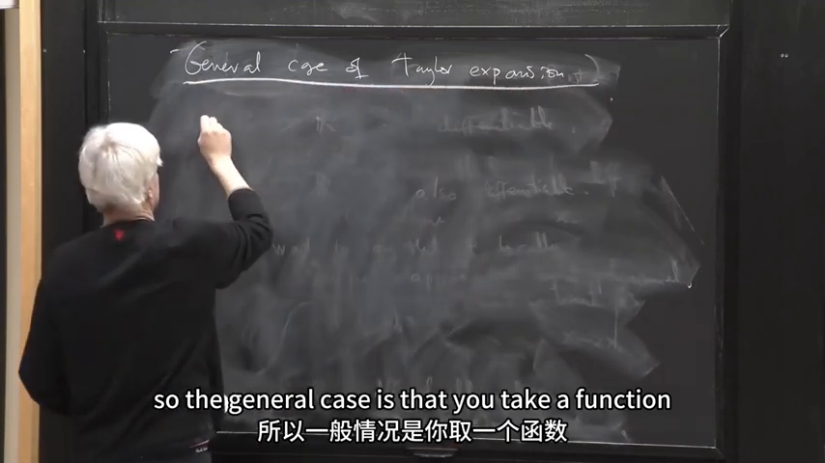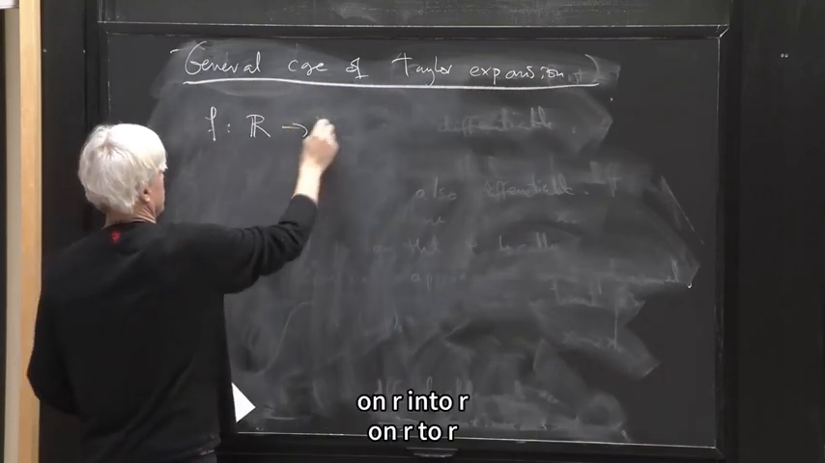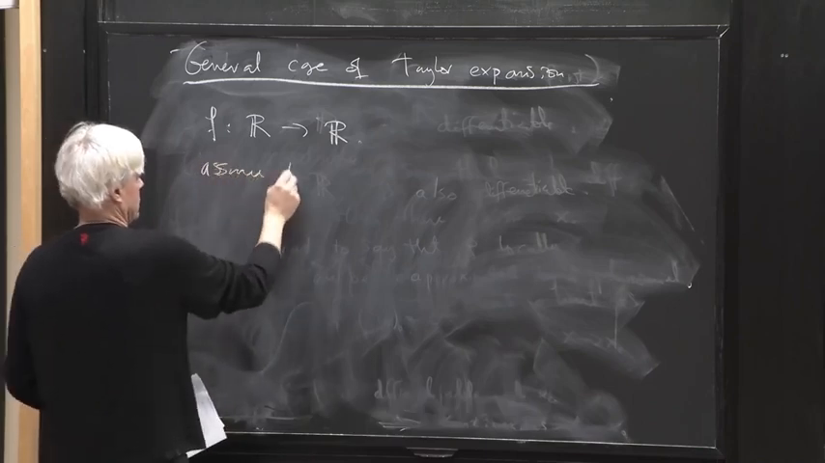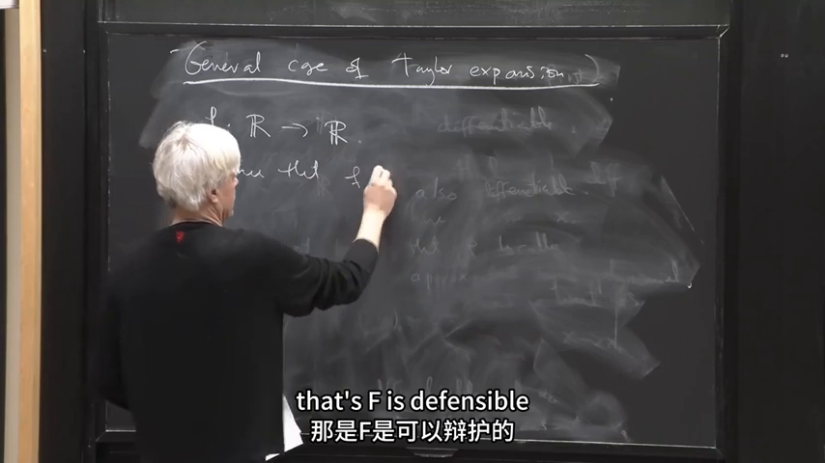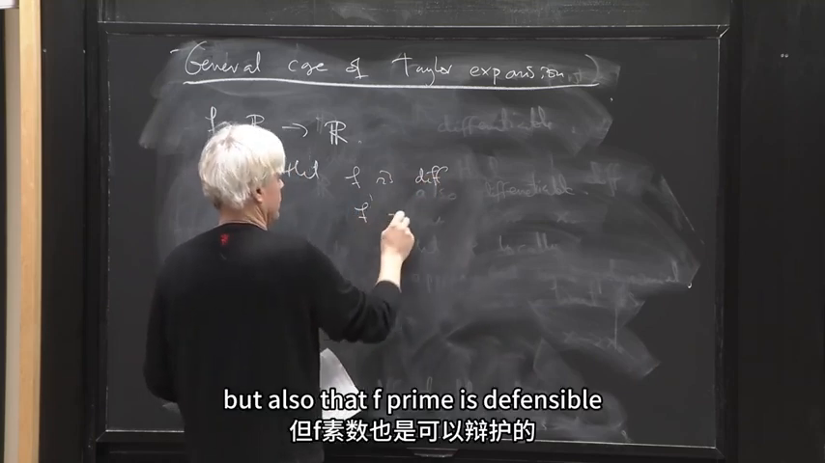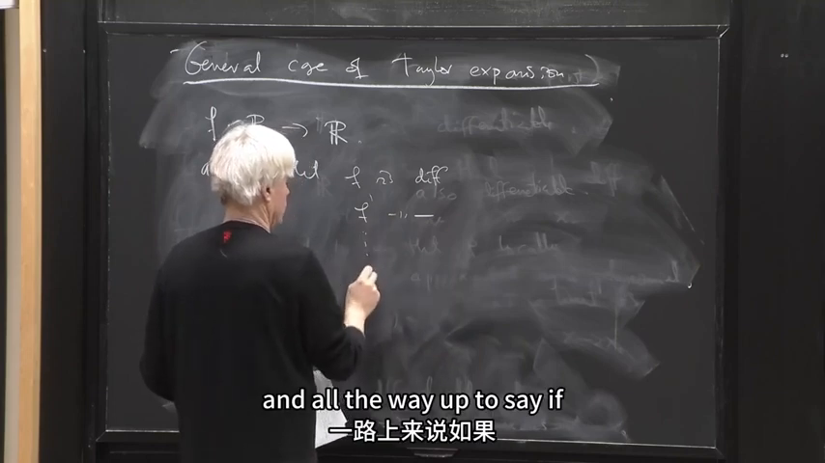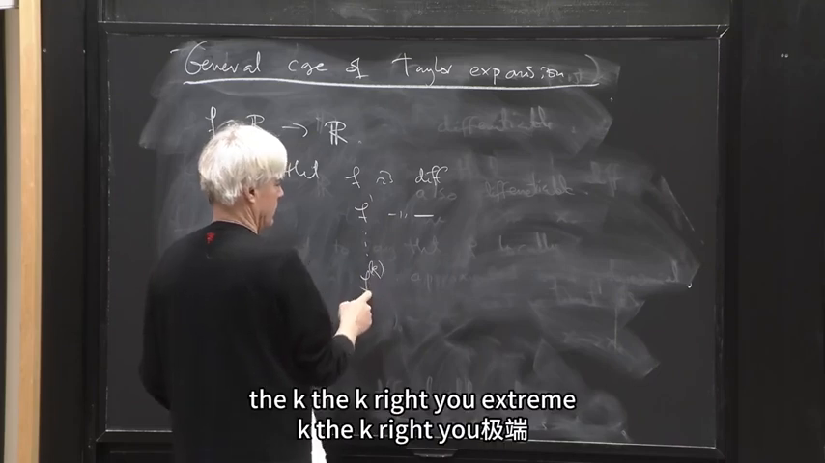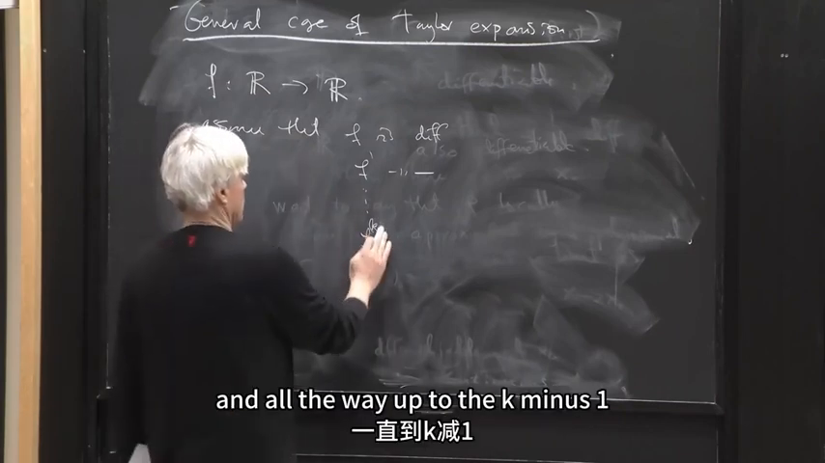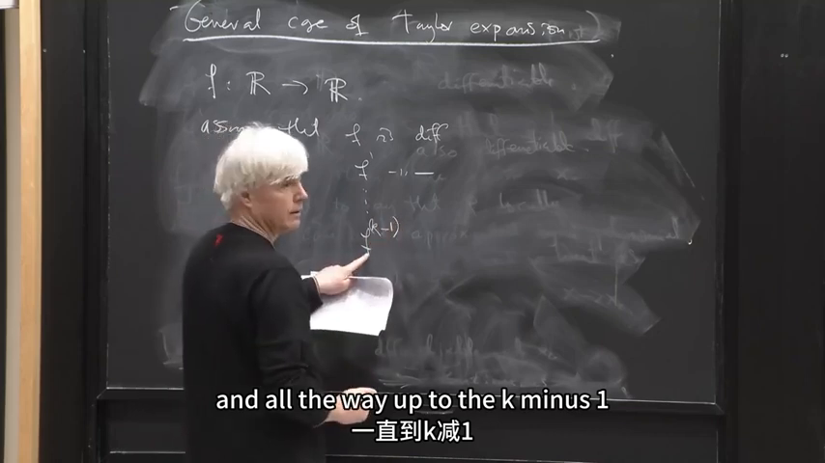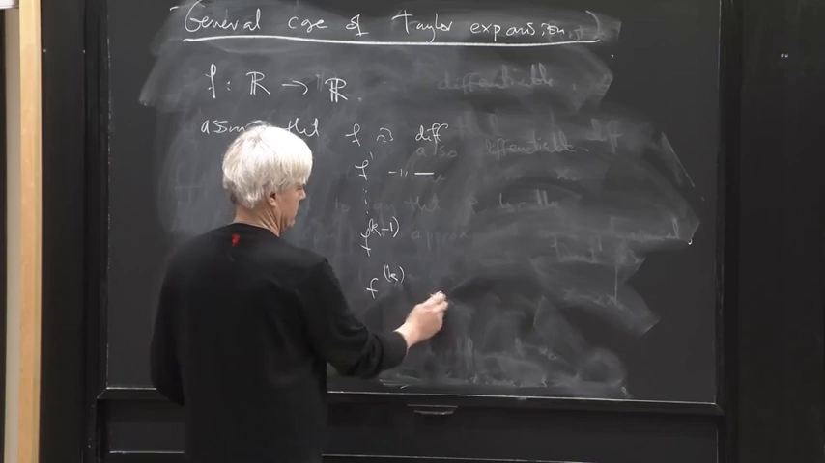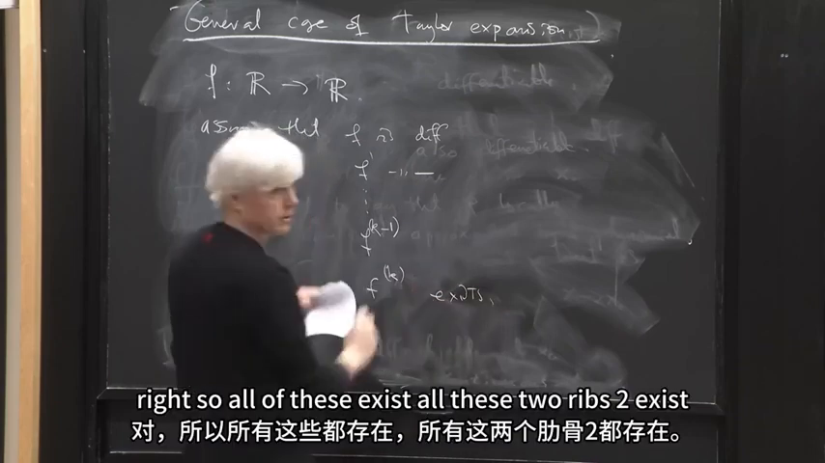So the general case is that you take a function from R into R. You assume that f is differentiable, but also that f prime is differentiable, and all the way up to the k minus 1 derivative is also differentiable, so this here exists. Right, so all of these derivatives exist.